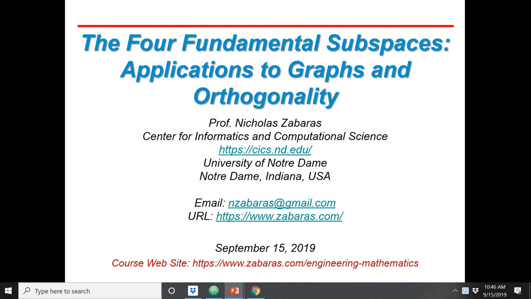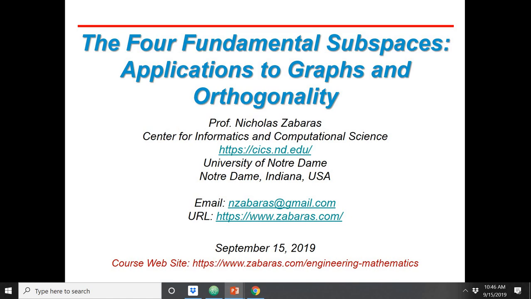So today we will continue discussing the four fundamental subspaces of a matrix A, and we're going to start with one application on graphs just to demonstrate how the different subspaces look for particular matrices with some structure. And then we will move on to expand on our understanding of these fundamental subspaces, talking about concepts of orthogonality.